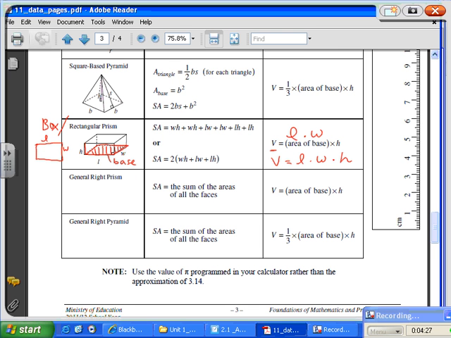That's why we get cubic units, because the length, the width, and the height all have units associated with them. So if they're in centimeters, I'm going to have centimeters times centimeters times centimeters. Gives me cubic centimeters as my answer.